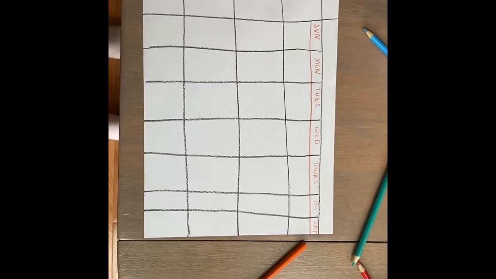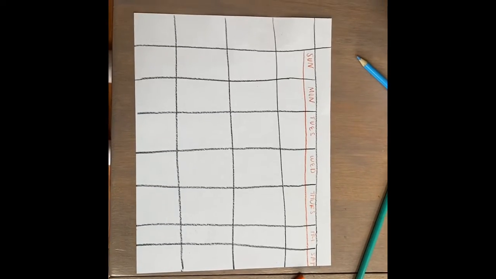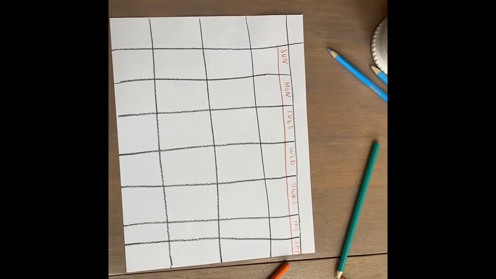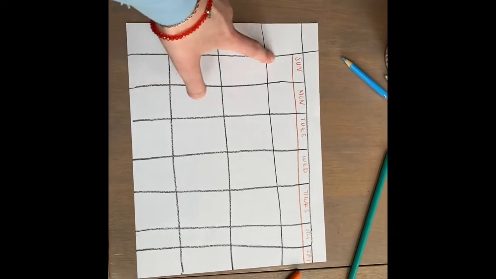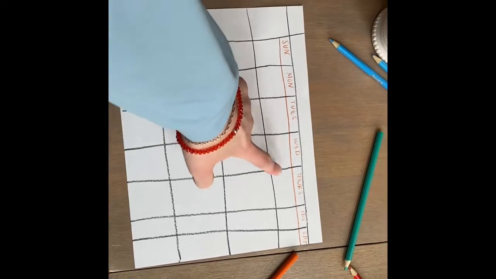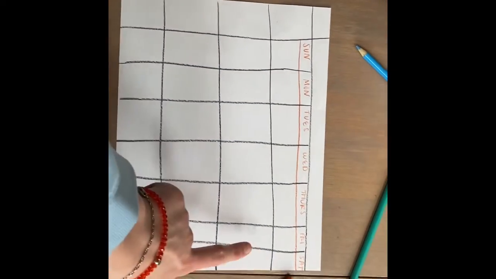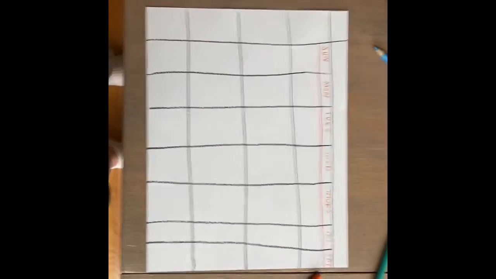Okay, the first step to making your chore chart is adding the grid lines. So you're going to want 1, 2, 3, 4 lines going across your paper, and 1, 2, 3, 4, 5, 6, 7 lines going down your paper. Mine got a little bit squeezed over here, but that's okay. It doesn't have to be perfect.